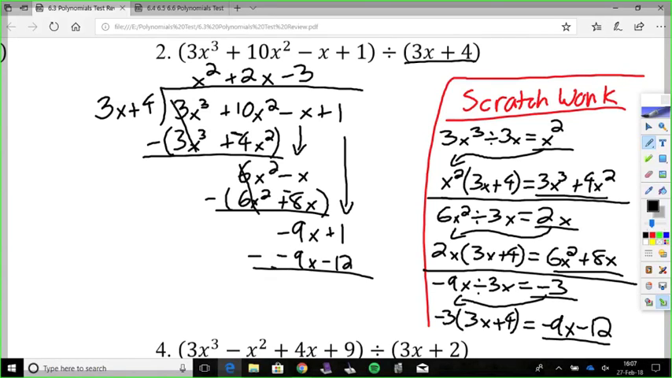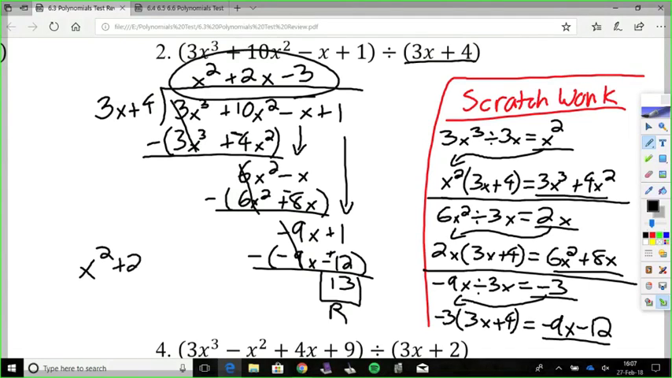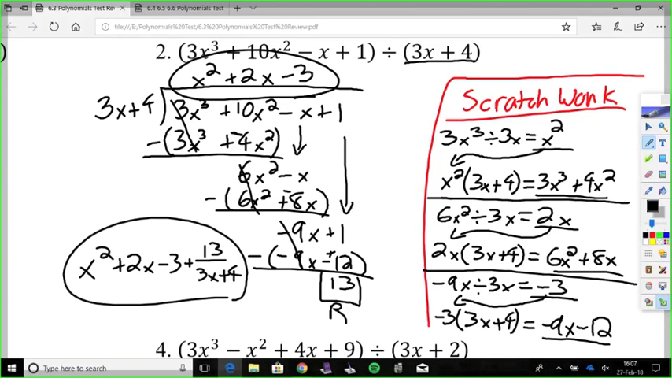But don't forget, we're still subtracting. So the first terms cancel. Now when we subtract the negative 12, functionally it's going to be a positive or plus. So think of that more as 1 plus 12, which is 13. 13 is my remainder. So let's write my full answer out. We're going to have x squared plus 2x minus 3, and then plus 13 over 3x plus 4, since that's my remainder. Okie dokie.